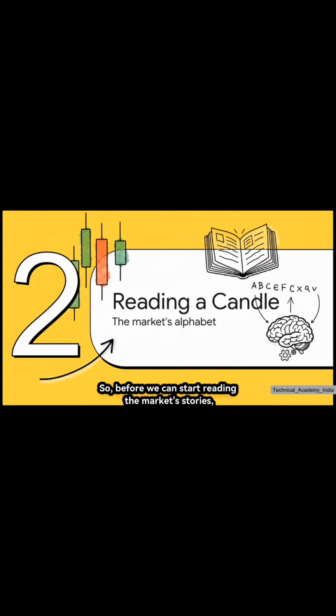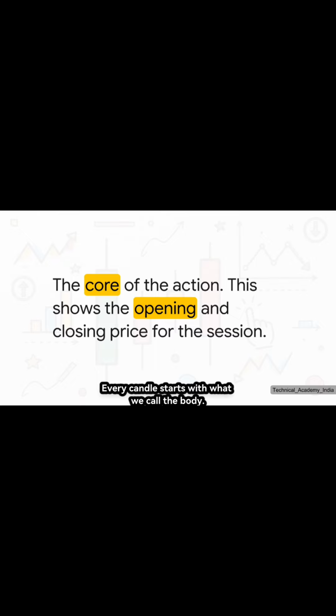So, before we can start reading the market stories, we have to learn its alphabet. And that means breaking down the anatomy of just one single candle. Seriously, if you can master this part, everything else we talk about is going to click right into place. Every candle starts with what we call the body. That's the thick, blocky part. It's the main event, and it tells you two simple things: where the price opened and where it closed for that period. But of course, that's only part of the story.